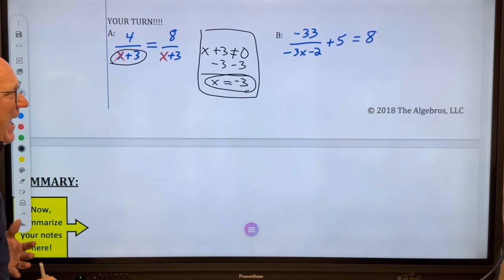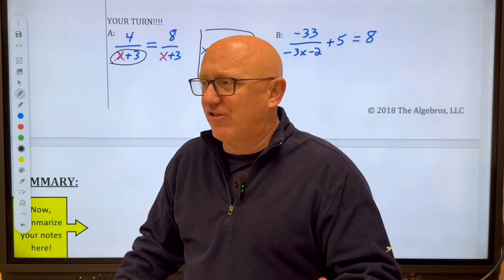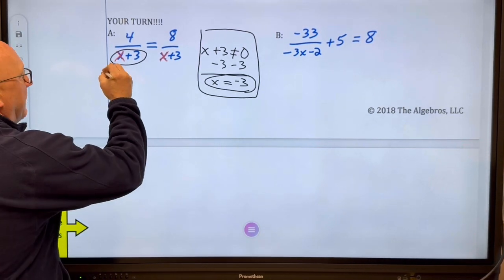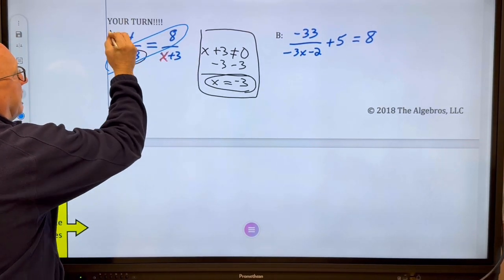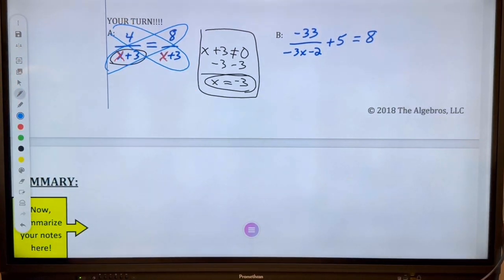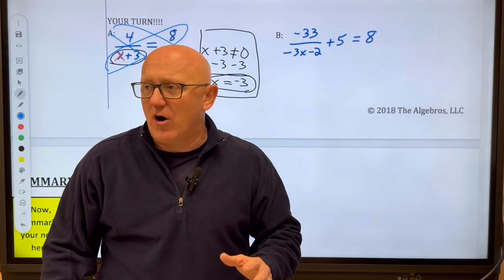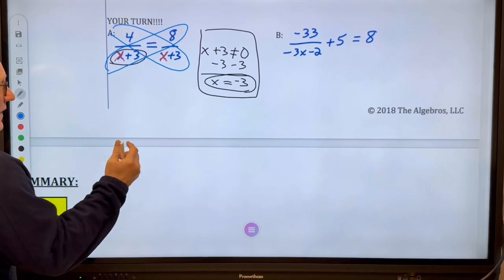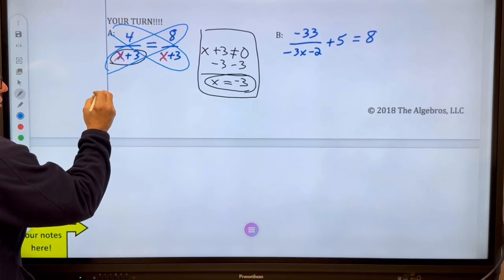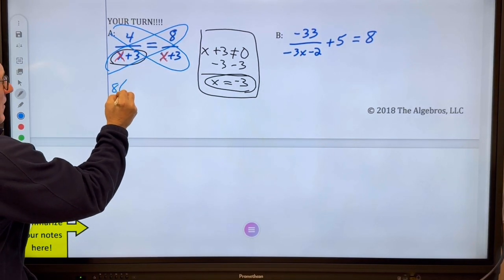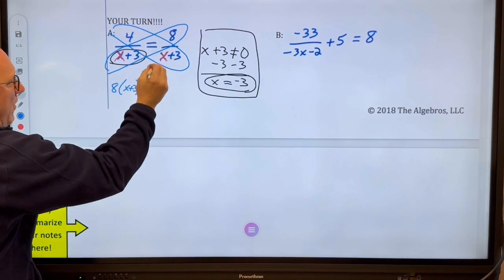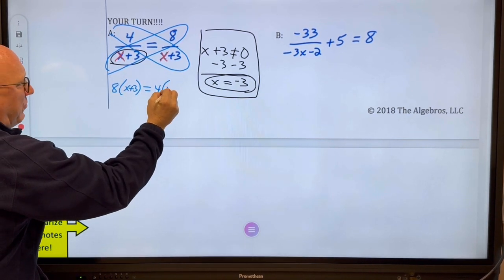Now, having said that, the rest of it is just solving like we did in the previous problems, which was cross multiplying. Anytime you have two fractions that are equal to one another, we could cross multiply and then use our properties. For example, I'm going to go ahead and write this out as 8 parentheses x plus 3 is equal to 4 times x plus 3.